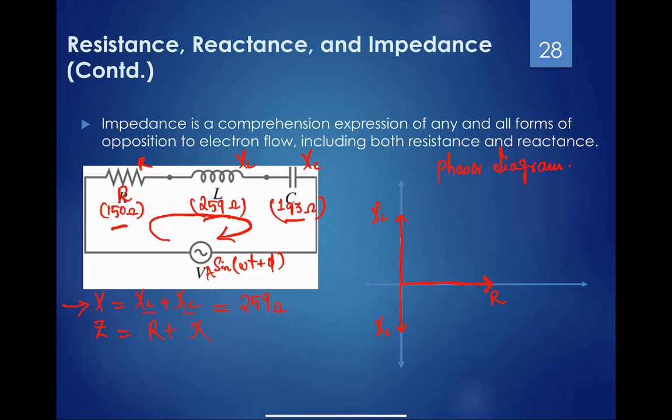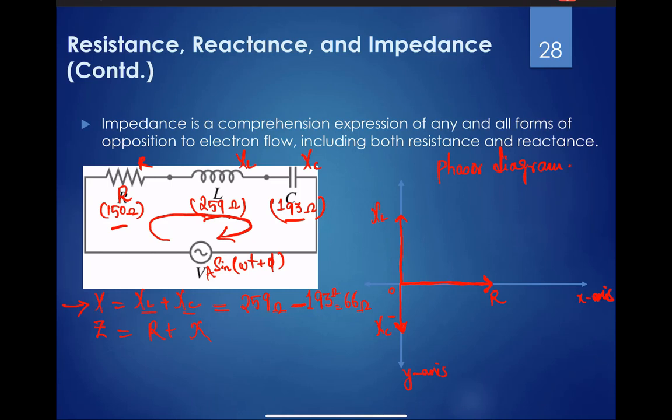59 ohms. I'm going to have a minus here, and the reason for the negative sign is that if you look at the capacitive reactance, it's on the negative y-axis. So in this case, we will have a negative sign, and XC is how much? It's 193 ohms, and if you do the math, it comes down to 66 ohms.